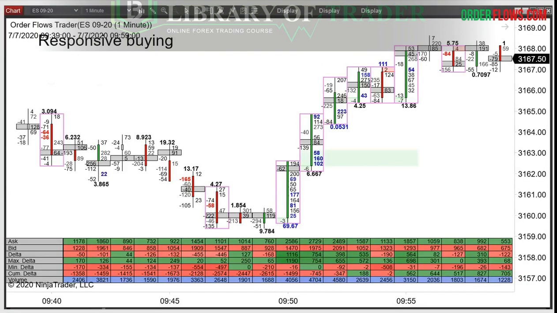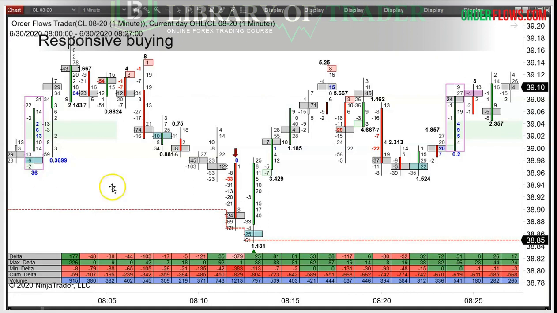Okay, so what you're looking for here, you get coming down into this low, right? It's not a prominent point of control. You got 3 bars, point of control at the same level. Okay, and then what happens? Boom, offer, offer, offer, one bid, offer. Continues, offer, offer, offer, one bid, offer, offer. Okay, that's responsive buying. People are attracted to these lows.